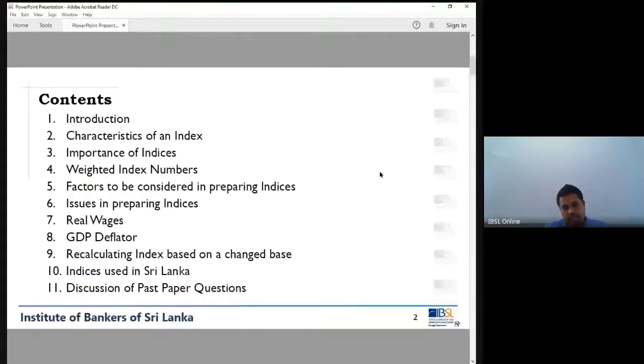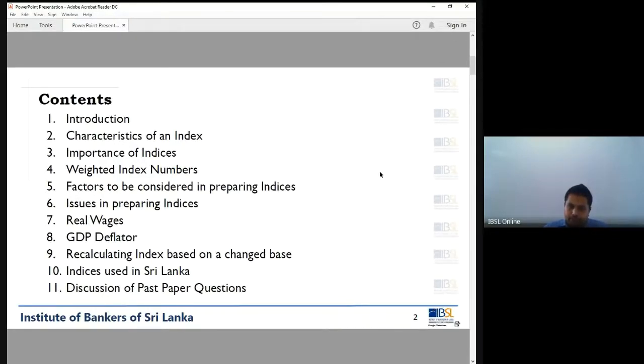theoretical area. What we are going to discuss under this session. Okay, this is the plan for the day. We will be discussing an introduction into indices. We will discuss the characteristics of indices, the importances. These are all theoretical aspects.